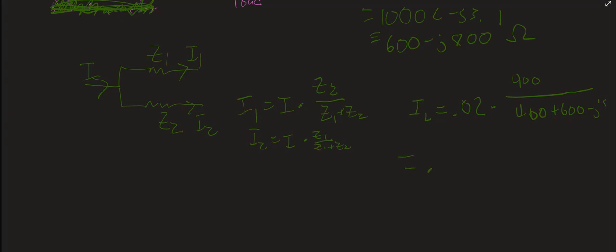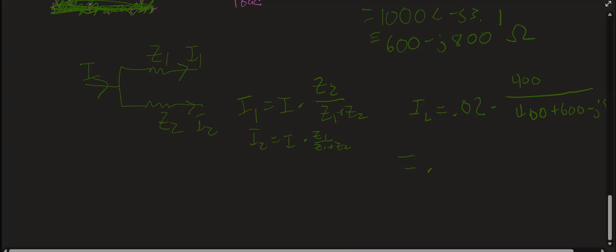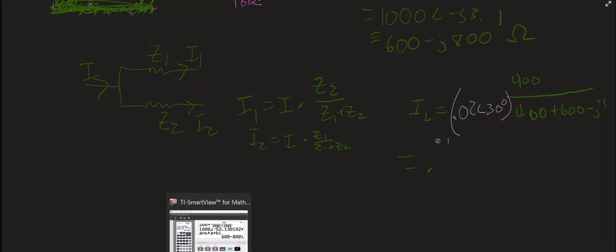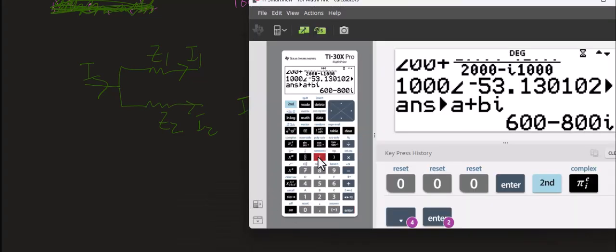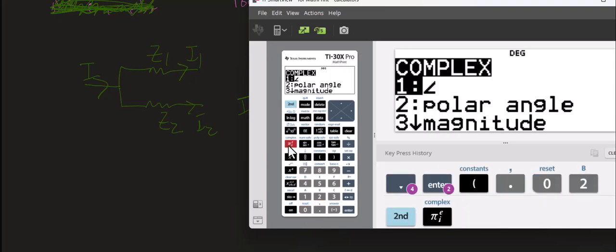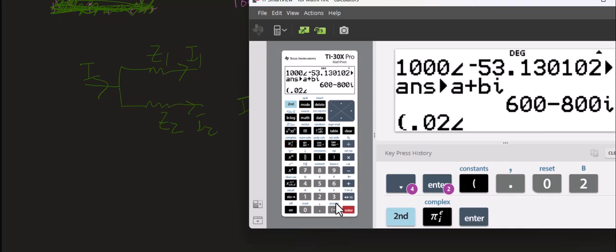So you have to convert it to rectangular form. No, you don't have to. You can use whatever form you want. So I will do 0.02 angle 30. I don't have to convert.